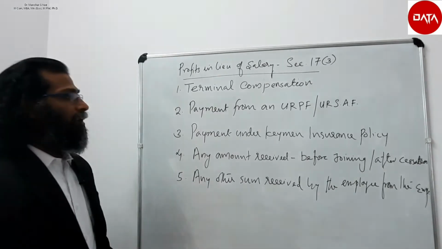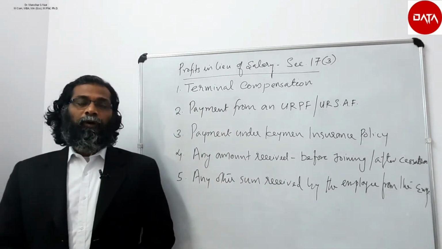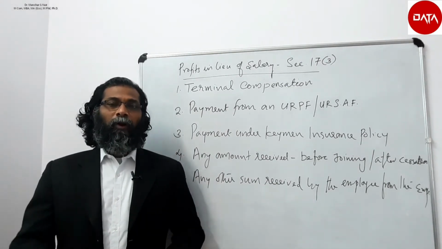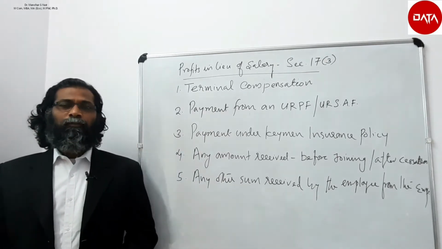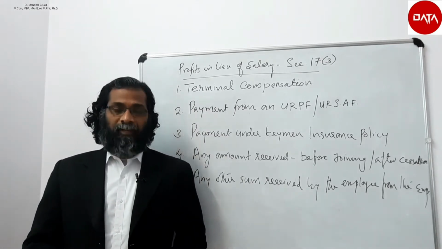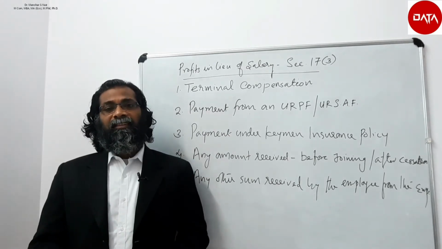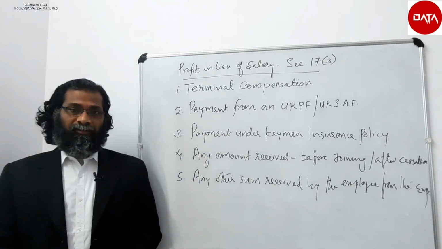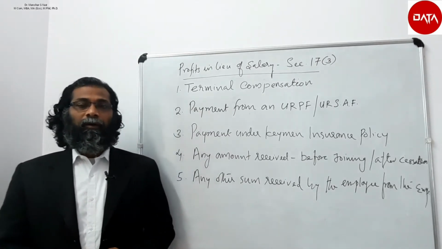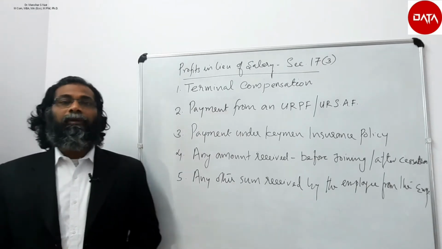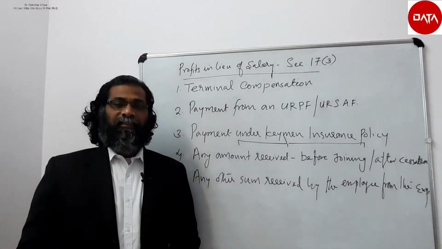Then the third one is payment under any Keyman Insurance Policy received by the employee. Keyman Insurance Policy is nothing but a policy taken by the employer in the name of the employee who is playing a pivotal role in the business. The absence of that particular employee may cause serious damage in the functioning of the business. So such employees are said to be keymen. And if the employer takes a policy on the life of that particular employee, it is said to be a Keyman Insurance Policy. There are three situations under this case.